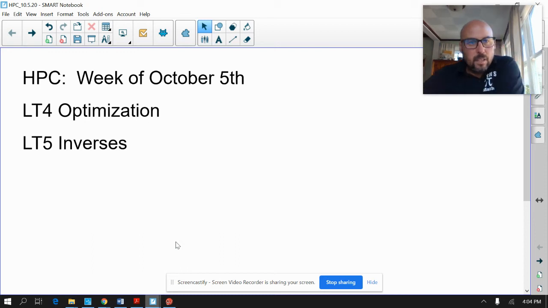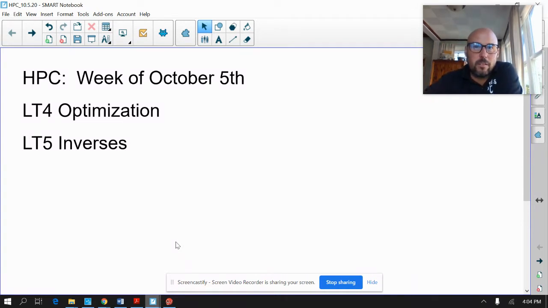Hello, everybody. So this week we're talking about two learning targets in our Unit 2. One is called optimization, which means maximizing the benefits of a particular function. Usually that means finding the maximum. I mean, if profit is the y value, then you want to maximize that. Or if cost is the y value, you want to minimize that. So we're really finding the maximums and the minimums.